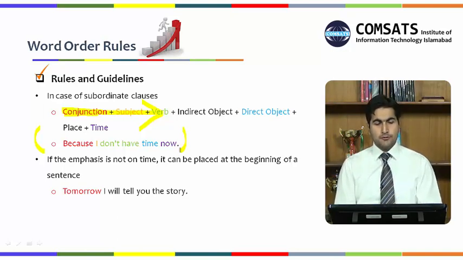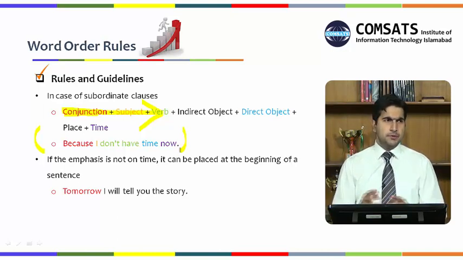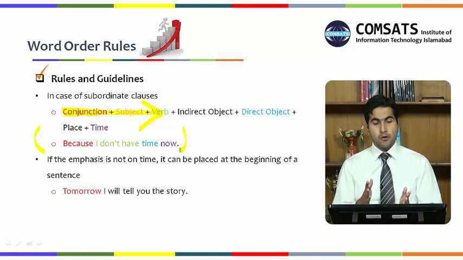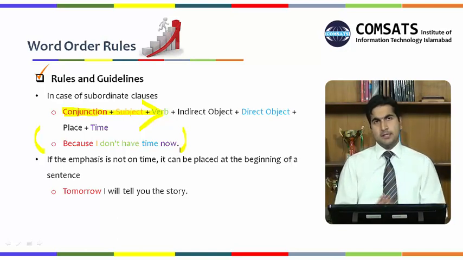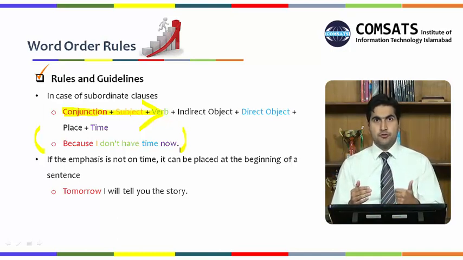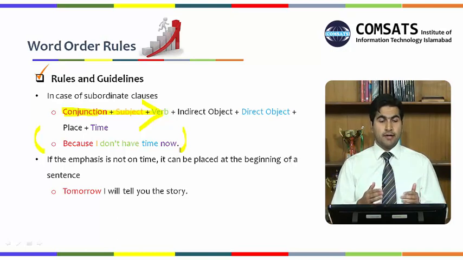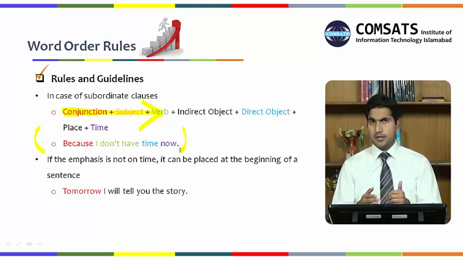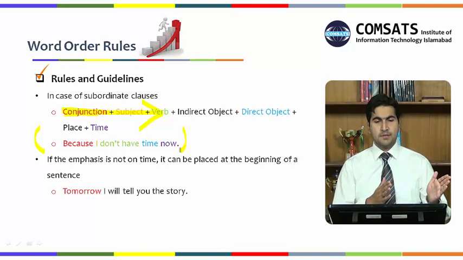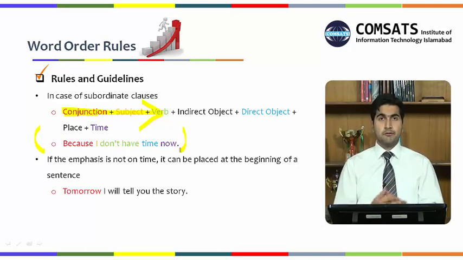Now if I say "I will tell you the story tomorrow because I don't have time now," things are more clear, because "I will tell you the story tomorrow" is the independent clause. If I do not include "because I don't have time now," it doesn't matter. The statement itself is self-explanatory. And if I place this one right after it, it will also be an explanation of the previous point. But if I place this independently, it will confuse you.